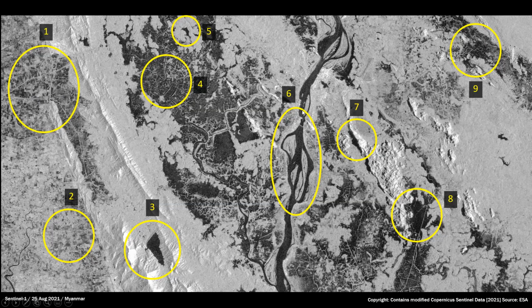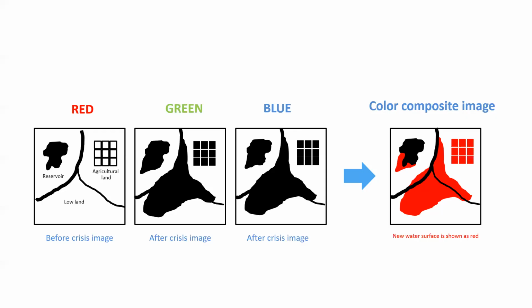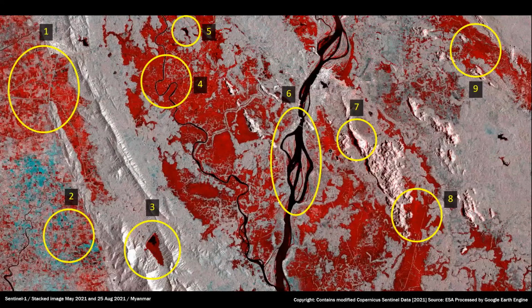About number six, this is definitely a river, but with only one image we cannot say if this is flood or a normal river. And number eight is quite obvious, showing a new water surface near that. So I will show you the answer first. Here is the result that we generated from Google Earth Engine using two different dates of acquisition and combining each other. All the red color here represents a new water surface, but it doesn't mean that all is flood. So you see the output already, but I will show you the idea of how to process this.